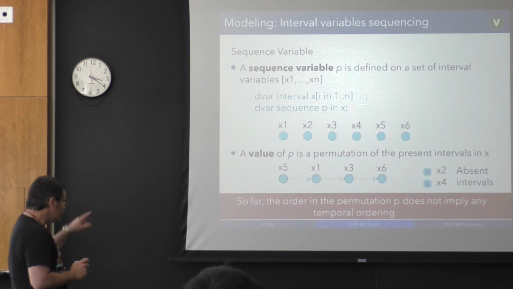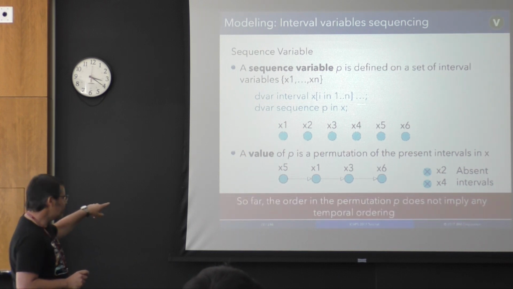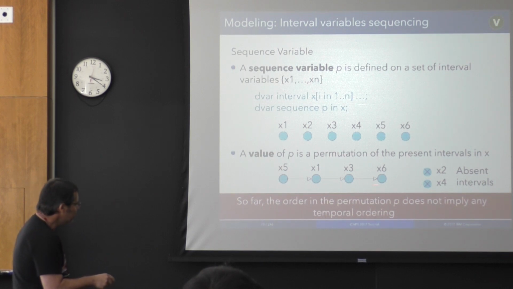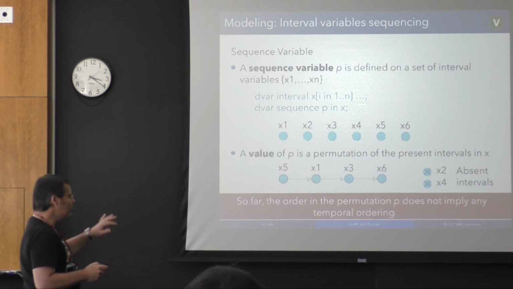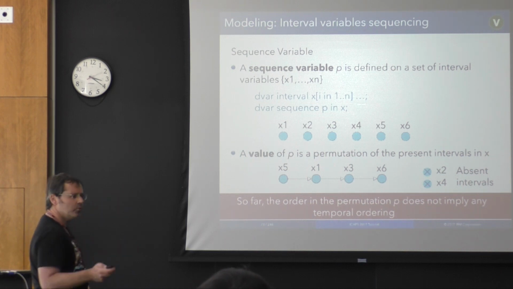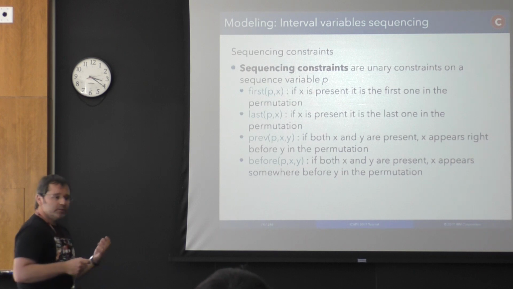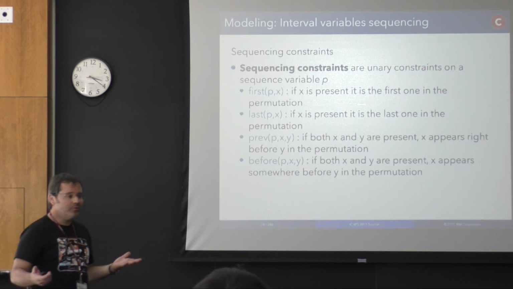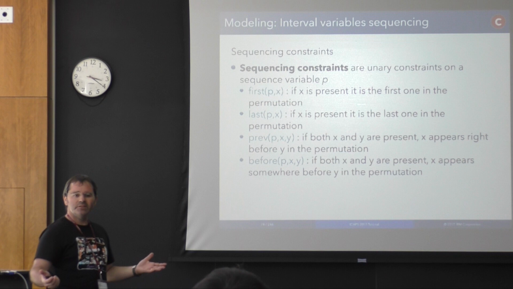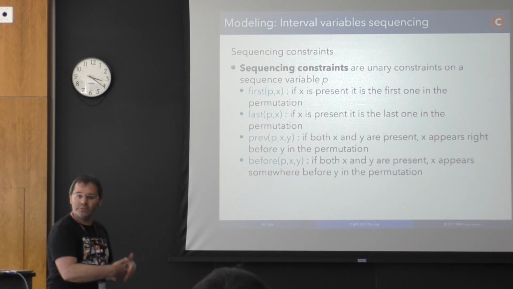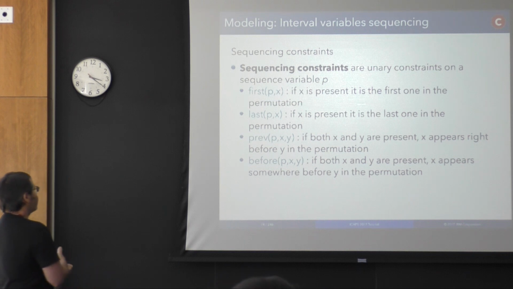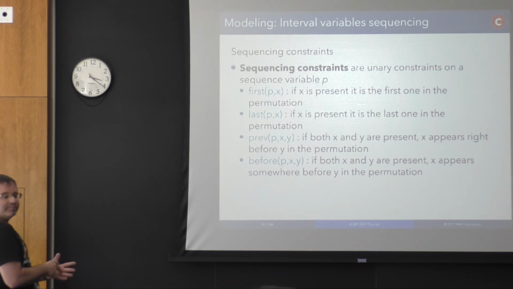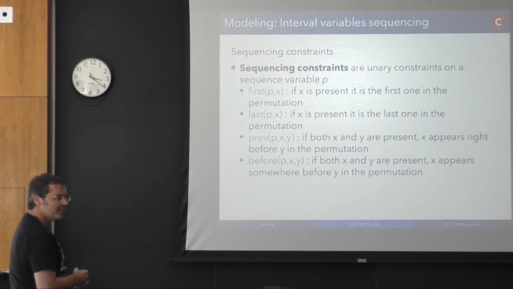What I want to say here is that so far, this order does not really represent a temporal ordering of the variables. I will say a little bit more later on this. So, it's a decision variable. So, naturally, what you want to do is to define some set of constraints that you can post on these variables. There are 3 types of constraints that you can post on it.